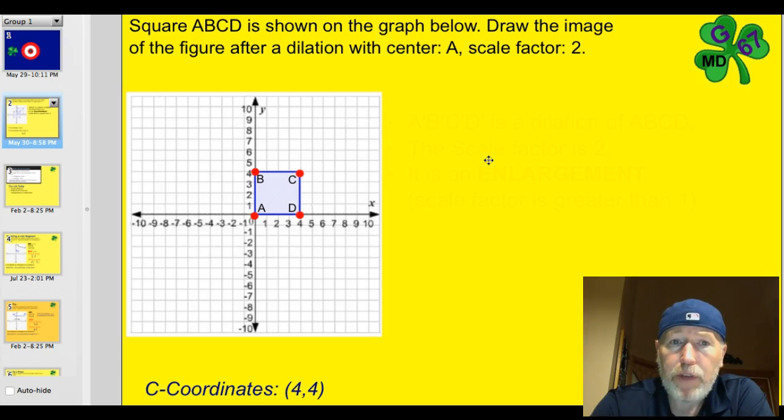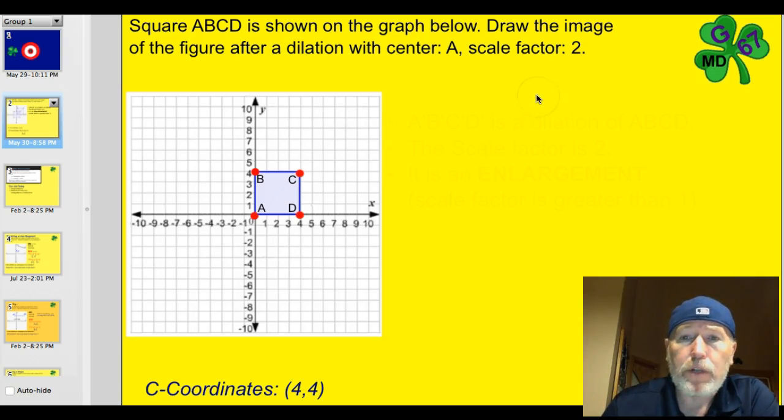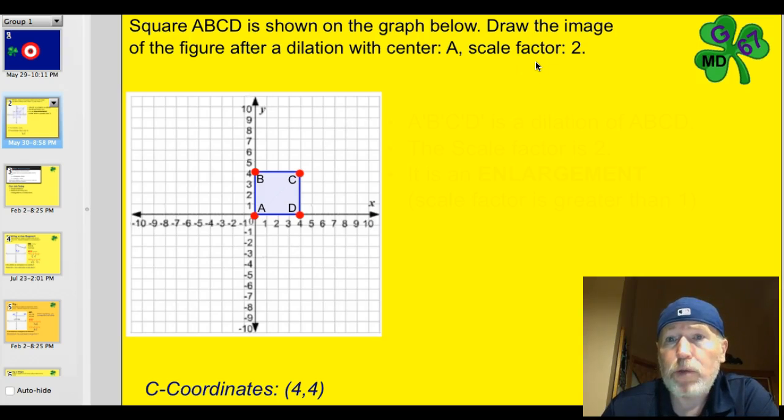Draw the image of the figure after a dilation with center A and scale factor 2. Sounds kind of complicated, but let me take you through it. First of all, scale factor 2 and a dilation. Dilation means we're going to enlarge it or reduce it. So a dilation with a scale factor of 2 means we're going to double the size.